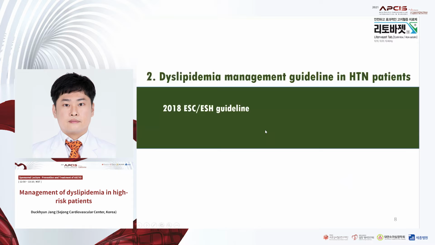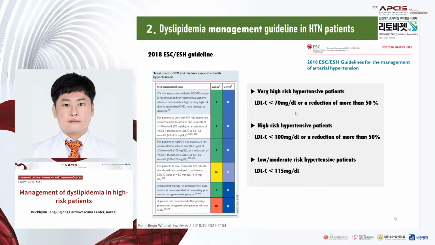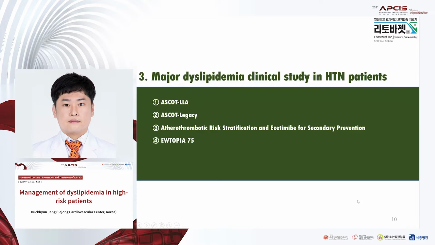According to the ESC guideline for management of hypertension, we should control LDL cholesterol to less than 70 milligram per deciliter or a reduction of more than 50% in very high risk hypertension patients, and less than 100 milligram per deciliter or a reduction of more than 50% in high risk hypertension patients. And we should control LDL cholesterol to less than 150 milligram per deciliter in low and moderate risk hypertensive patients.